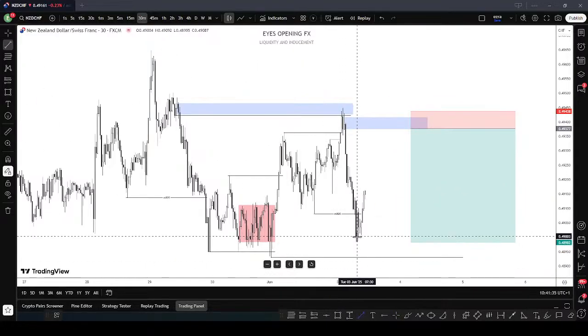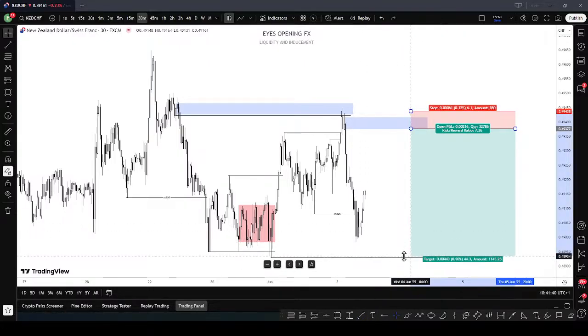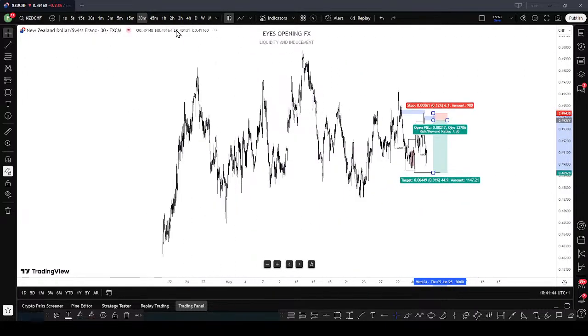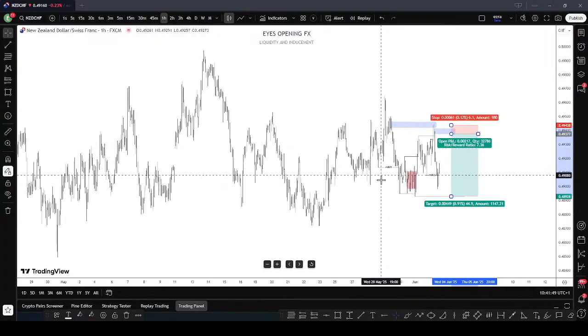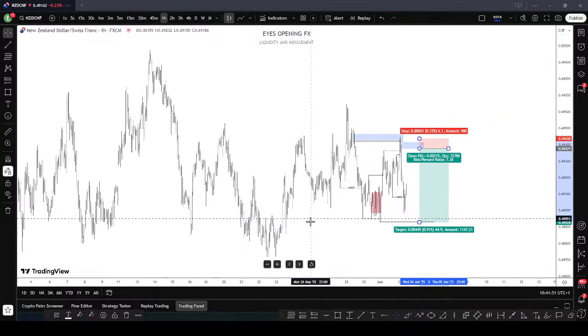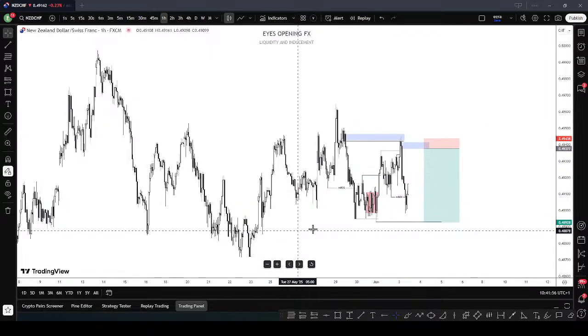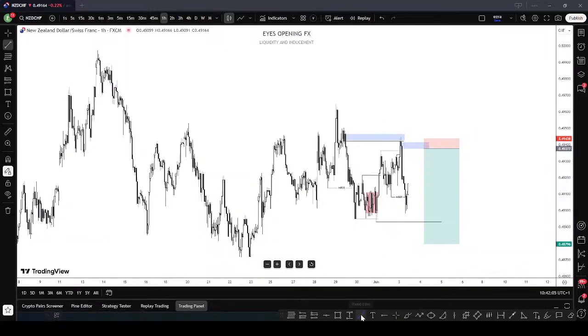This can be your first target, this low that market is currently creating. That can be your first target after that, before you target this low. Then if market continue the bearish flow from higher time frame, you can expect market to maybe induce this low right here, induce this low and this low possibly. You can take your full target, your full TP around here.